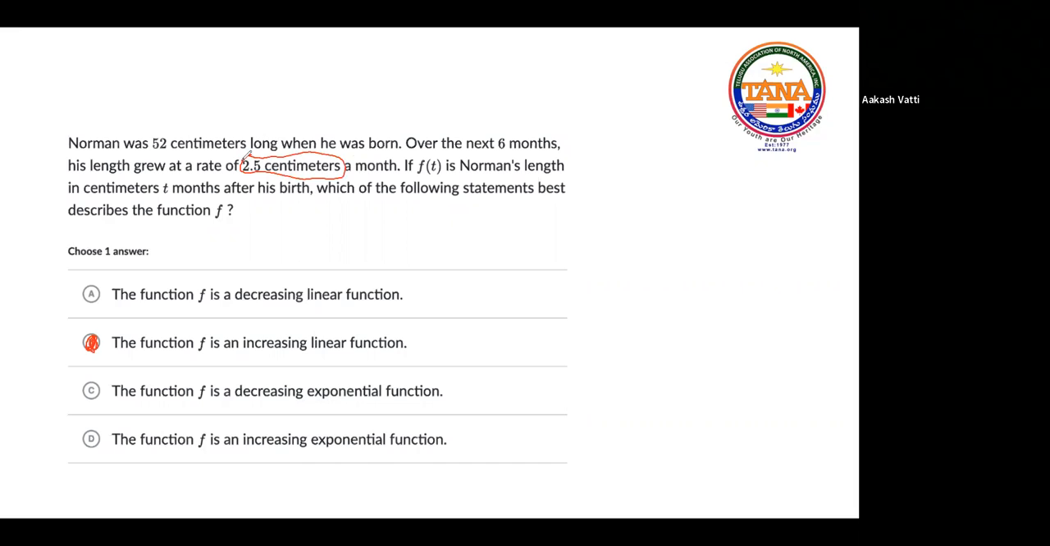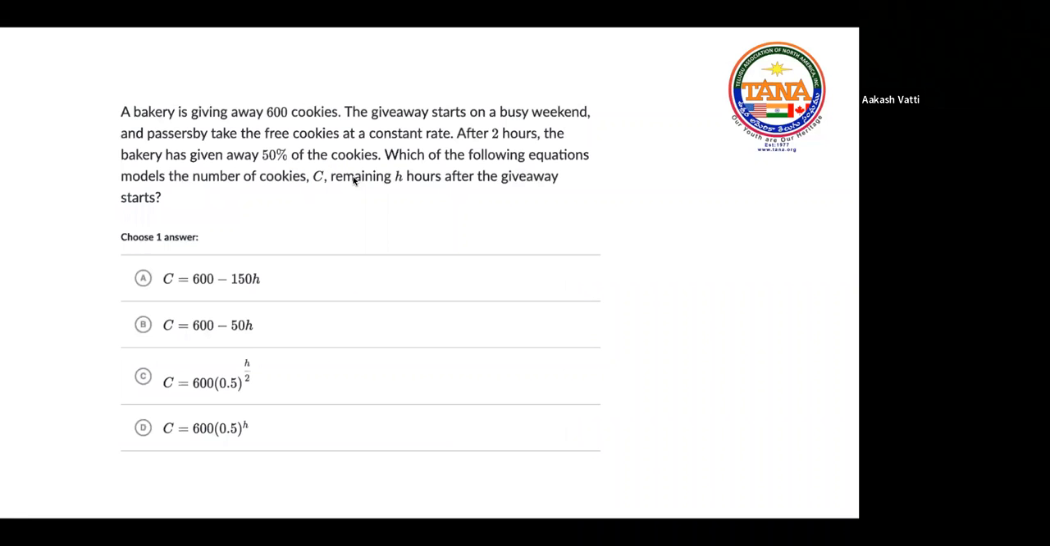So the rate he's growing at is not increasing or decreasing at all. The rate he's growing at is stable and stays the same. Therefore, the answer is B, because an increasing linear function is when the rate of change is the same but positive, and that is what it is in this case. So you have B for that one. I'll give you guys 2 minutes to do this one.